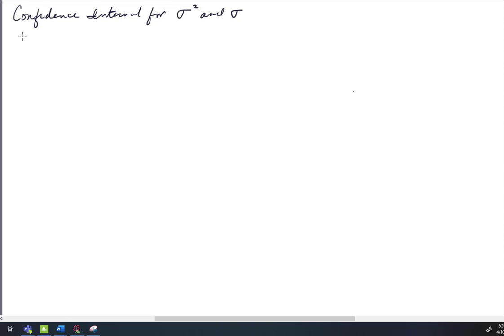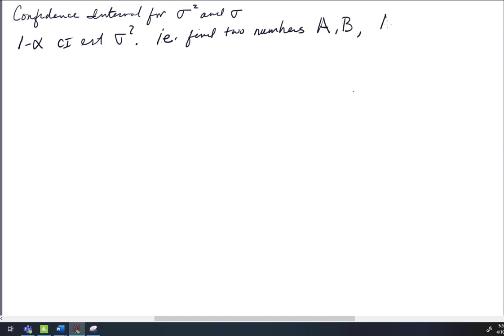So let's suppose that we want a 1 minus alpha confidence interval estimate of sigma squared. Well, what is that? That would be to find two numbers, and right now let's call them capital A, capital B, and we want to form an interval, so we want A less than B, A is on the left, such that 1 minus alpha is equal to the probability that sigma squared is between A and B.